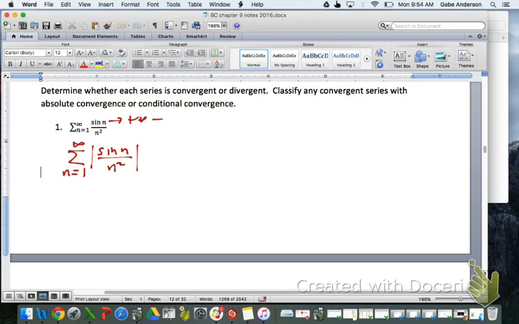In your own mind, what kind of test are you thinking? What's the simplest test to consider that? Well, the nth term test does not tell us convergence, right? The p-test, right? What's the p-value? Well, p is 2, which is bigger than 1. Yeah, so you'd get a convergence.